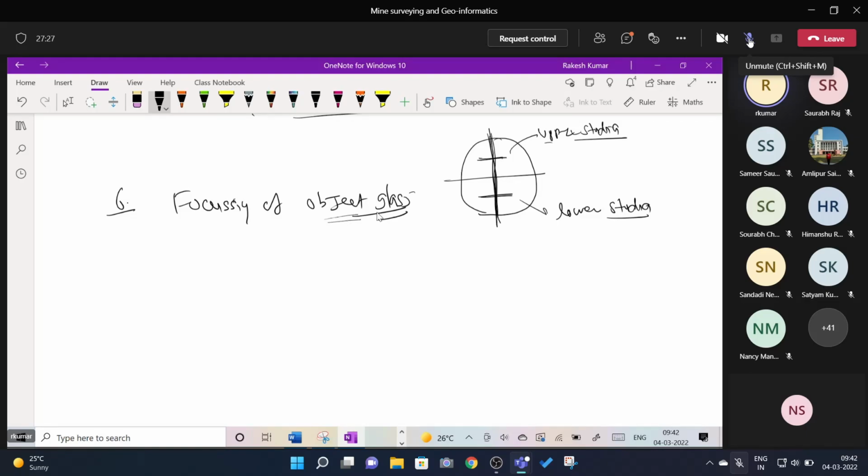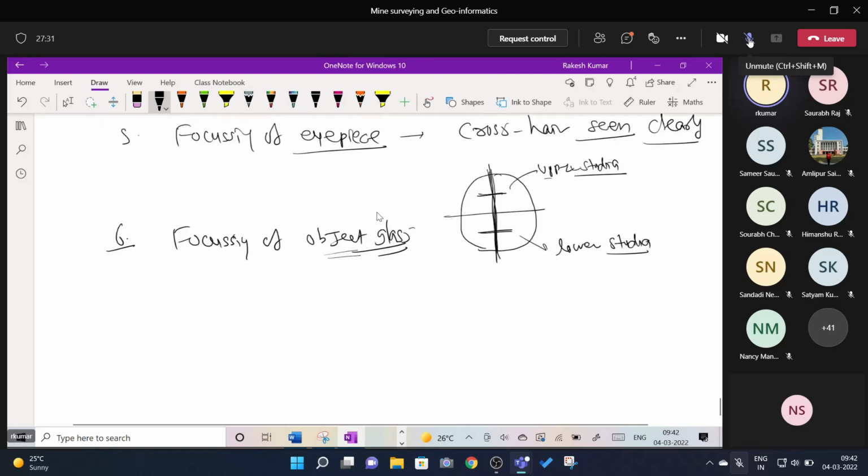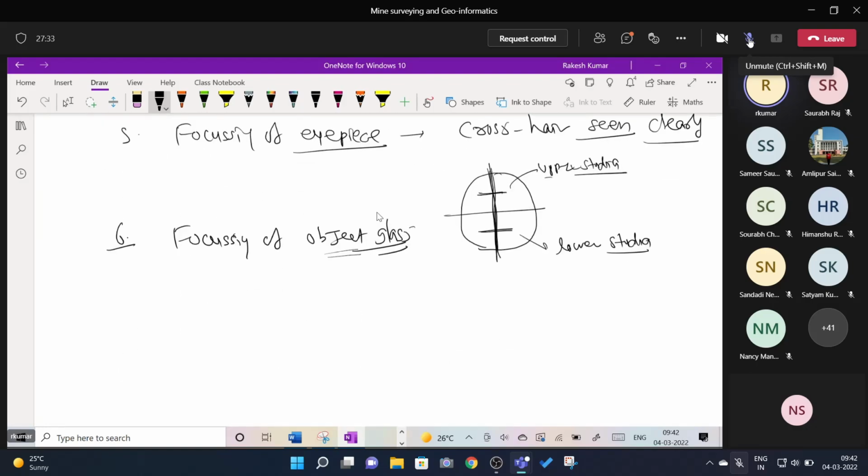These are some temporary adjustments that we have to do for every station. So far, any question? I think we have discussed this in the lab class. If you listened there, then there should be no issue.